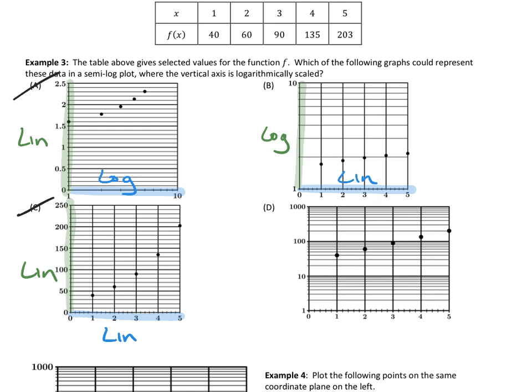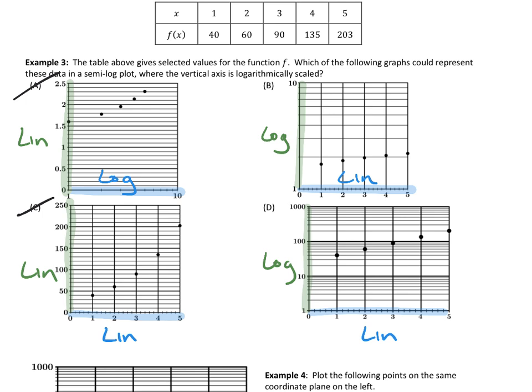For answer choice D, what is the x-axis scaled by? It's linear. Okay, good start. What is the y-axis scaled by? That one's logarithmically scaled. Okay, cool. So we have 2 options for which one this could be.